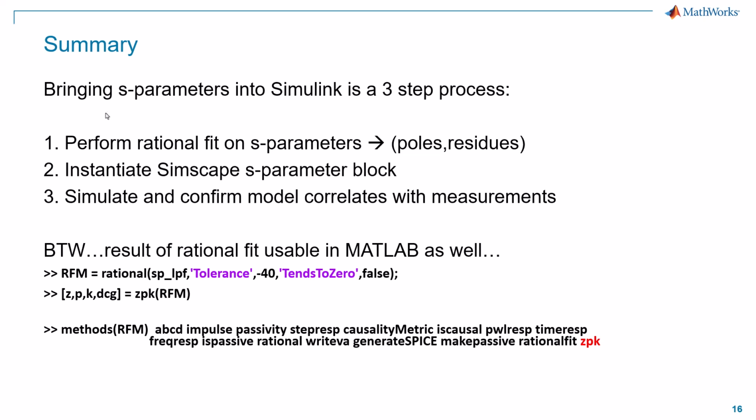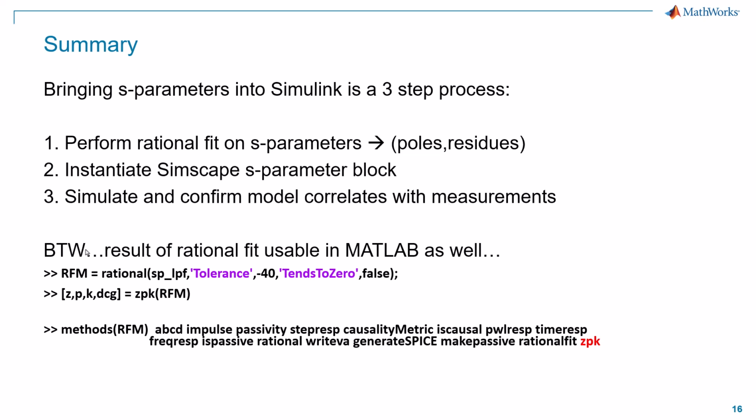So again, the process is really a three-step process. You start with your S-parameters, you perform a rational fit on them to get the mathematical pole-residue model. Then you bring in your Simscape Electrical S-parameter rational fit block and supply the rational fit model to it. Then you would simulate and confirm that your rational fit implementation matches well with the original S-parameter measurements.